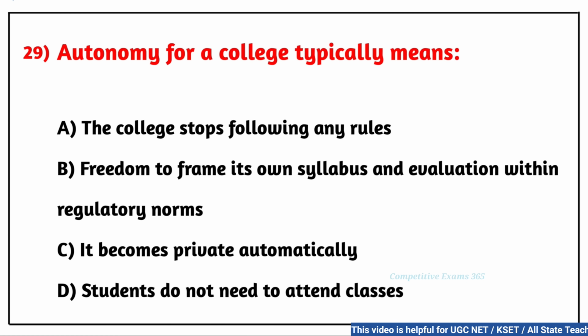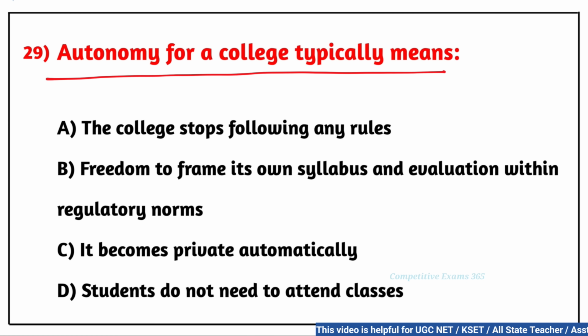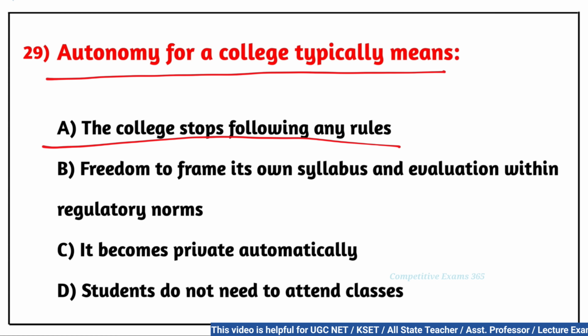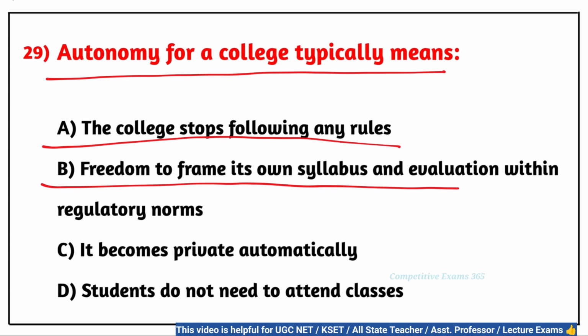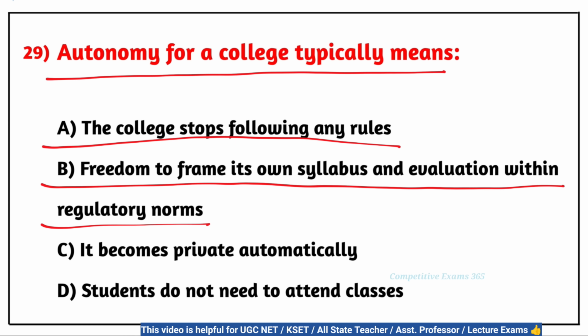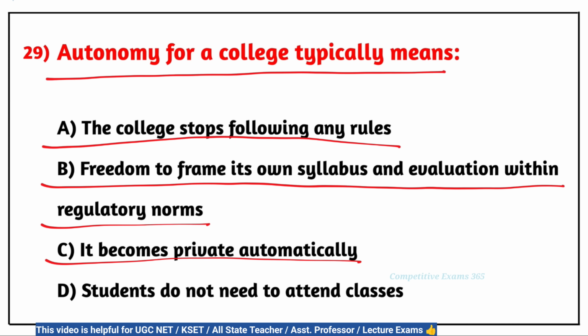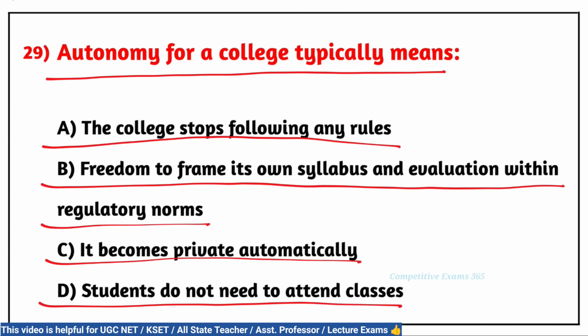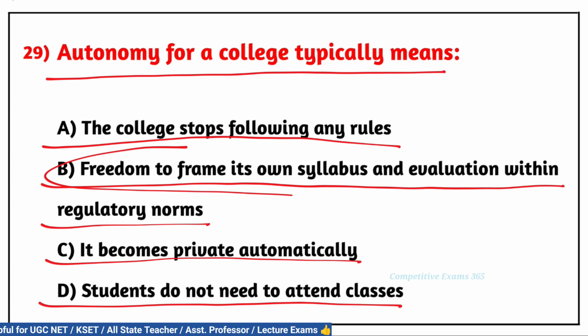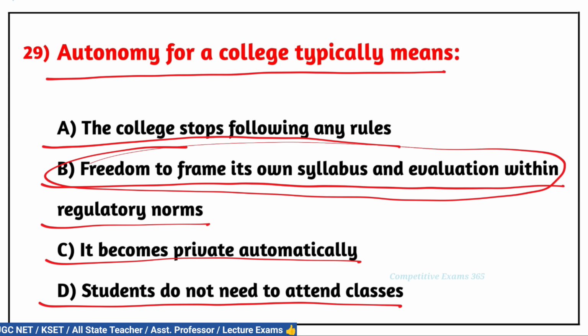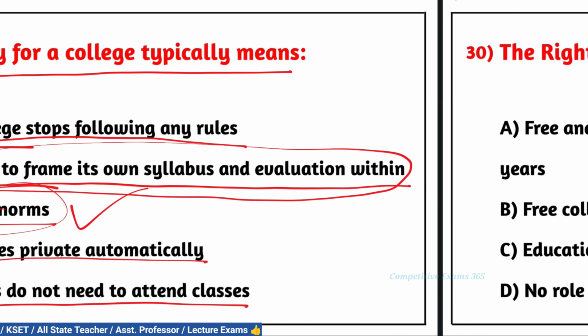29th question. Autonomy for a college typically means. Option A, the college stops following any rules. Option B, freedom to frame its own syllabus and evaluation within regulatory norms. Option C, it becomes private automatically. Option D, students do not need to attend classes. Option B, freedom to frame its own syllabus and evaluation within regulatory norms, it is the correct answer.